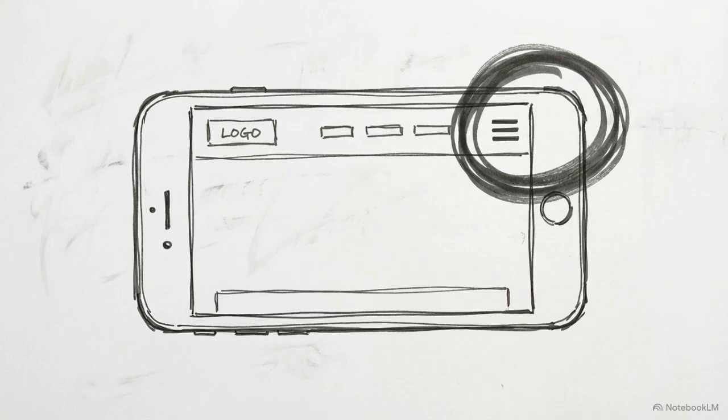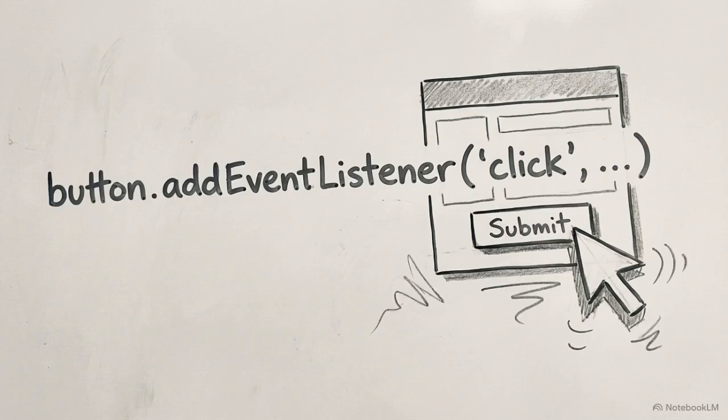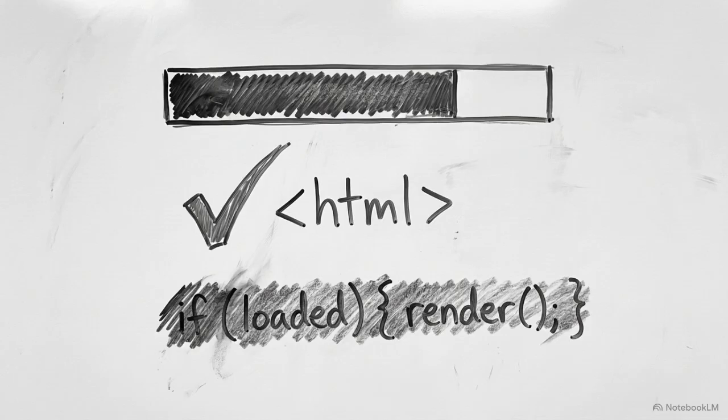Next, we will build an interactive, clickable slide-out hamburger menu. We start by wrapping our code inside a DOM content loaded event listener. An event listener is a function that waits for a specific action to occur before running its code. This ensures the script only fires after the HTML is completely loaded and ready.